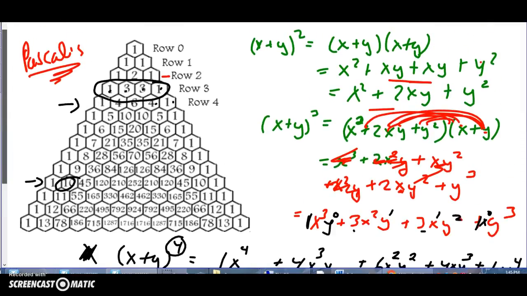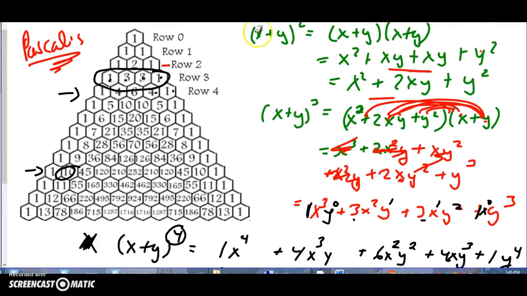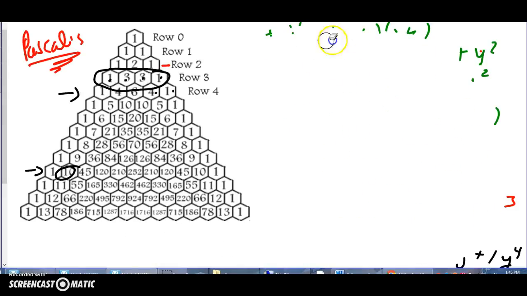Now I'm going to erase all this so you can sit here and stare at Pascal's triangle and help me in the next bit. So as I erase, there we go. Let's erase this.